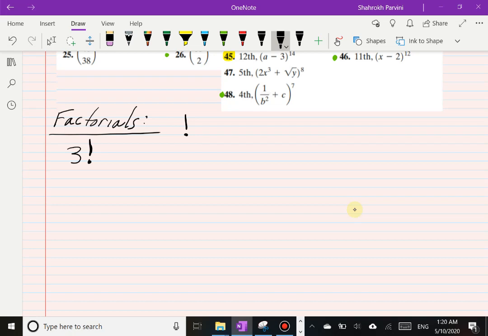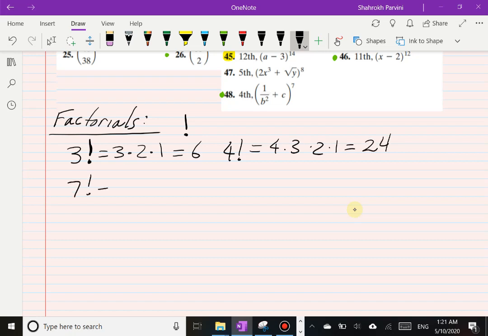So what does that mean, 3 factorial? Well, this means the product of 3 and every whole number down to 1. So that means 3 by 2 by 1, and that would be 6. So there is 3 factorial. What is 4 factorial? That means 4, 3, 2, 1. And that product is going to be 24. And so on and so forth.